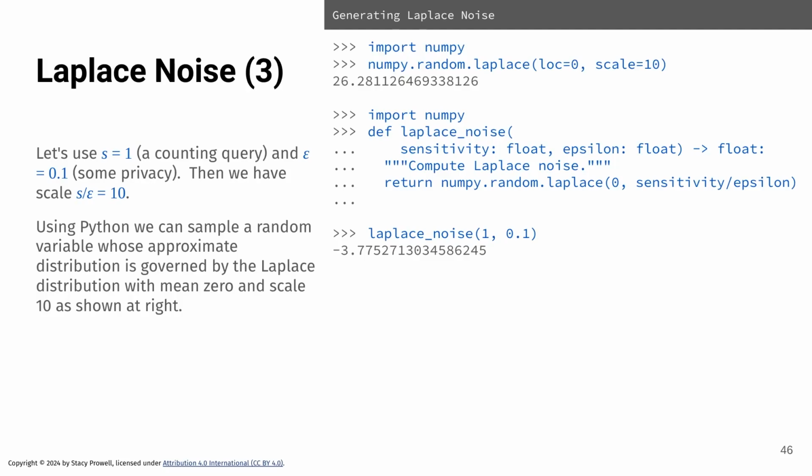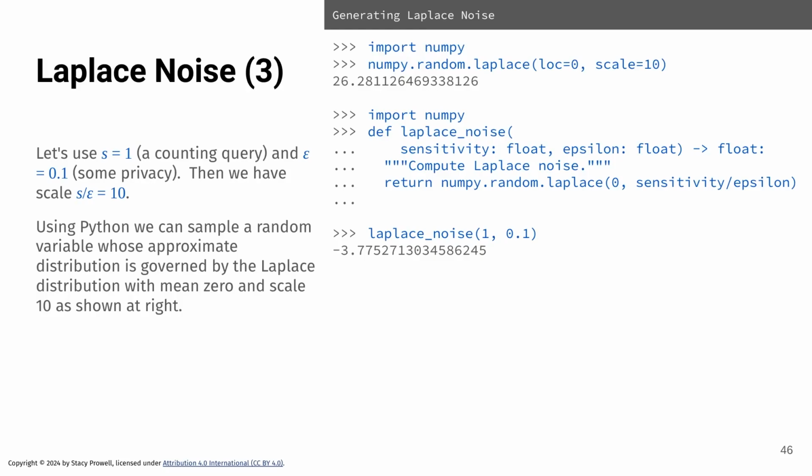So how do we generate Laplace noise? If you look over on the right-hand side, I've used Python to do it. I imported NumPy, the Python package you can grab and install. NumPy will let me generate a Laplace distributed random variable with a given mean and scale factor. In this case, I've told it: put the mean at 0, set the scale factor to 10, and give me a Laplace distributed random value. And in this case, I get 26.28.